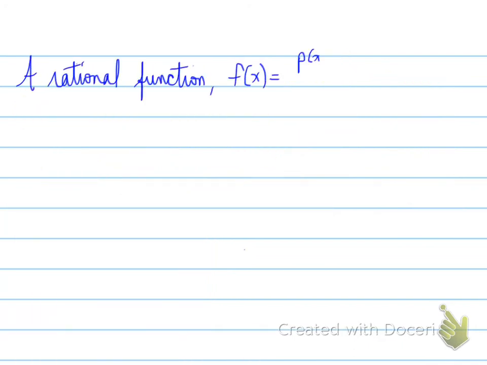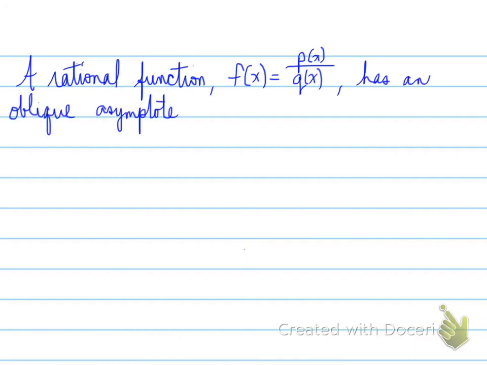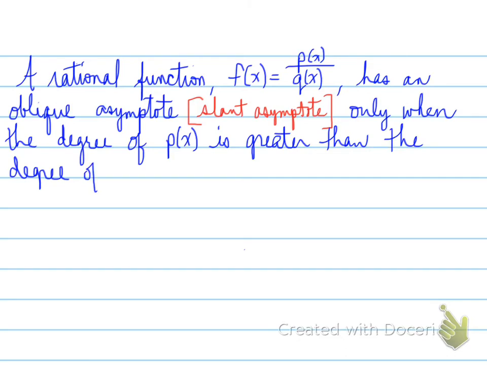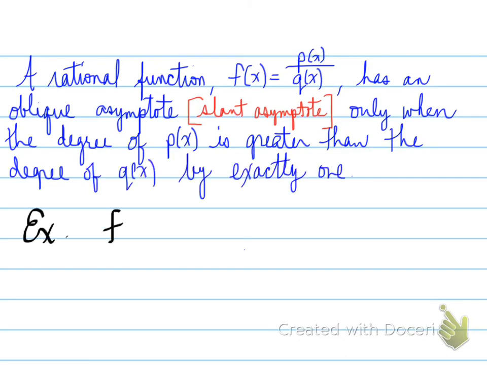A rational function, f of x over q of x, has an oblique asymptote, known as a slant asymptote, only when the degree of the numerator is greater than the degree of the denominator by exactly 1. So it's very important that the numerator is greater than the denominator by a degree of 1. We don't go into further degrees in this course or in calculus.